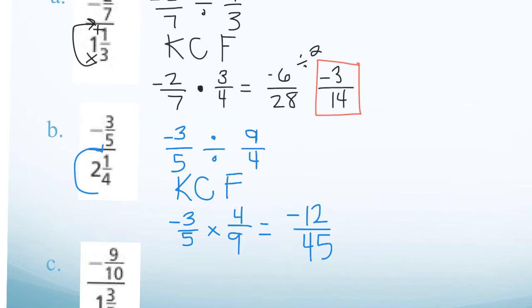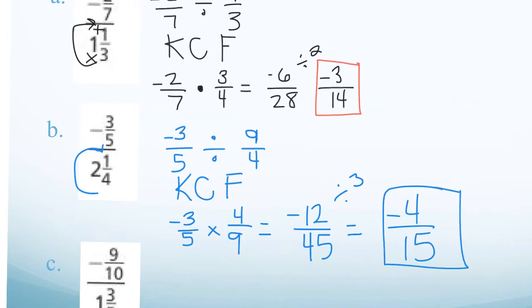Okay? Now we need to ask ourselves, will this reduce? We can't leave them unless they are in their most simplest form. So let's try 3. I think 3 will go into both. 3 will go into 12 4 times. And don't forget the negative. And grab that calculator and let's say 45, divide 3 and see how many times 3 goes into it, which will be 15.